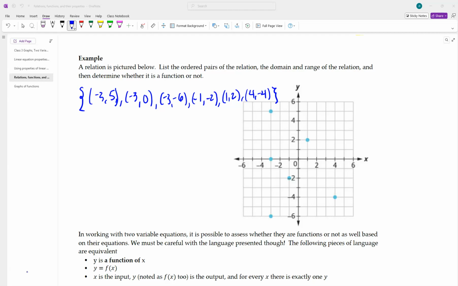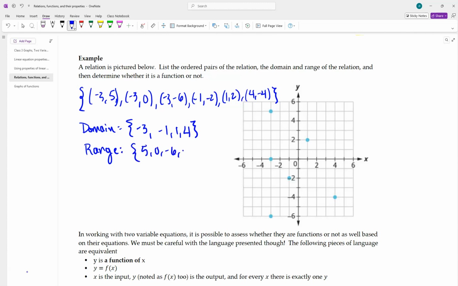And then the domain would just be all the x's from there. So I would say it's -3, -1, 1, and 4. If I have repeated elements, I don't need to list them multiple times. And the range would be all the y coordinates, all those second coordinates of 5, 0, -6, -2, 2, and -4. They don't need to be in order. A set is just a collection, it doesn't matter how you arrange them. And then determine whether or not it's a function.